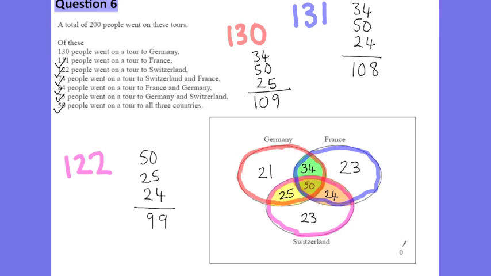Now we can see here our 0 means that everyone needs to be included in this Venn diagram for Germany, France and Switzerland. Before moving on, take your calculator and quickly check that each one of these numbers, when you add them up, you get to the number in the question, which is 200. You must add up these numbers, check that they add up to 200 before you move on.